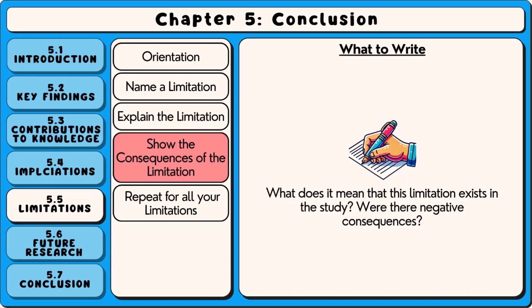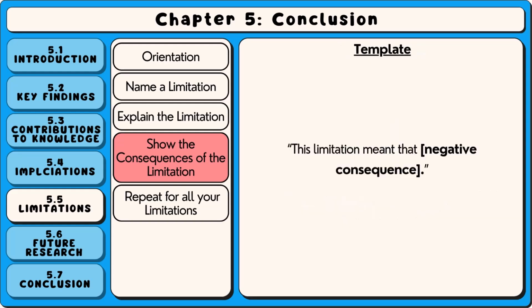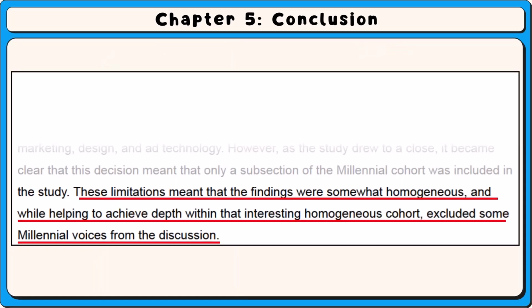Next, show the consequence of this limitation. You could ask yourself here, what does it mean that this limitation exists in the study, and were there negative consequences? Here's a template. This limitation meant that negative consequence. Here's an example. These limitations meant that the findings were somewhat homogeneous, and while helping to achieve depth within that interesting homogeneous cohort, excluded some millennial voices from the discussion. So that's a pretty academic way of saying that the findings are only relevant to white-collar millennials and may not be relevant to blue-collar professionals.